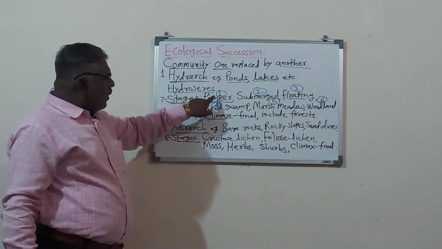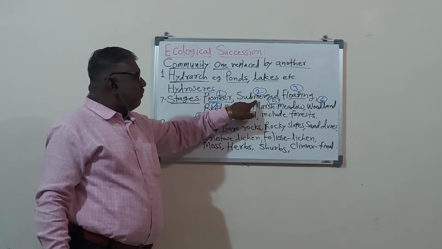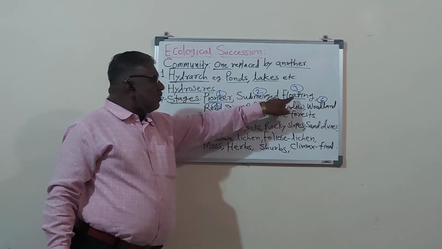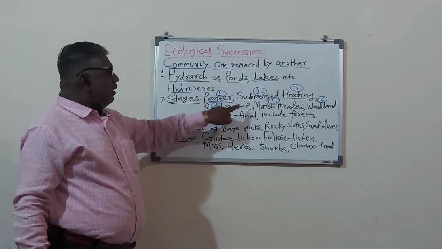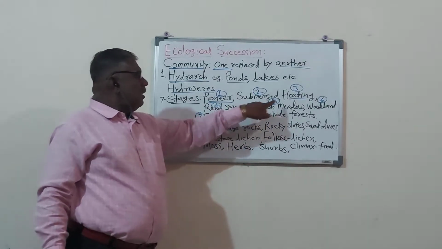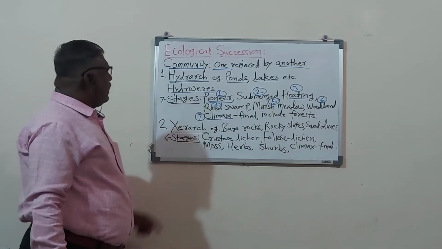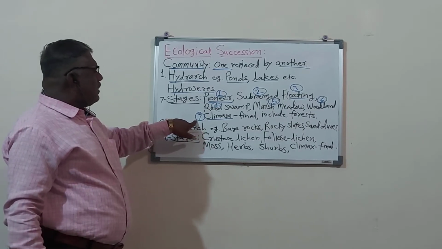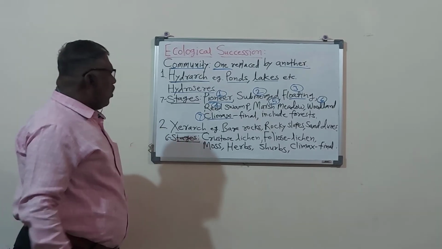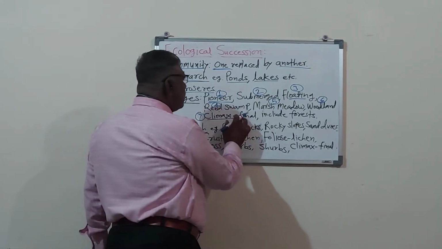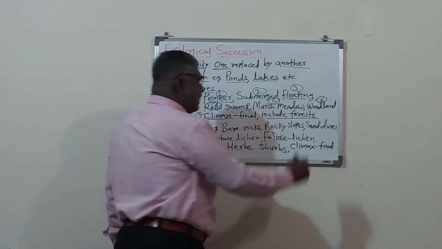So, first number pioneer, second number submerged stage, third is the floating stage, fourth one is the reed swamp stage, fifth one is the marsh meadow stage, sixth one is the woodland stage, and the last one is the climax stage, that is the final stage of the hydrarch. So this climax includes the forests.